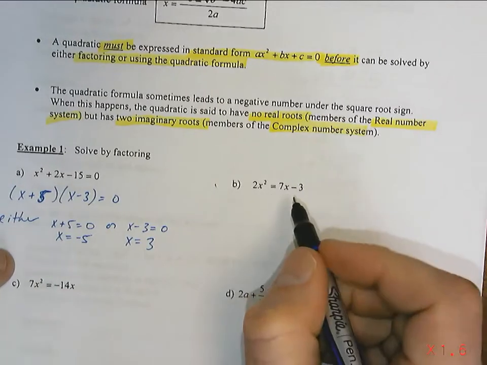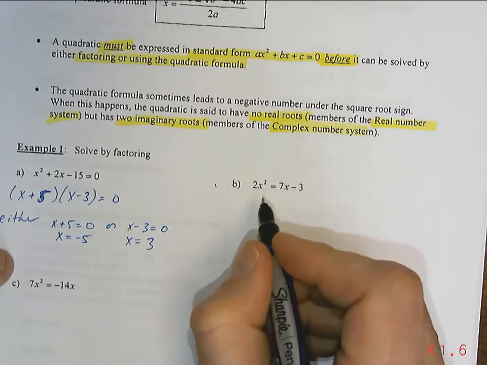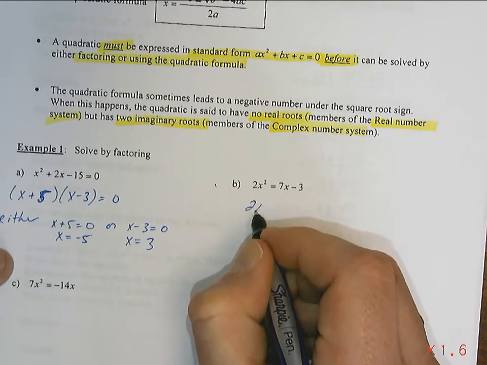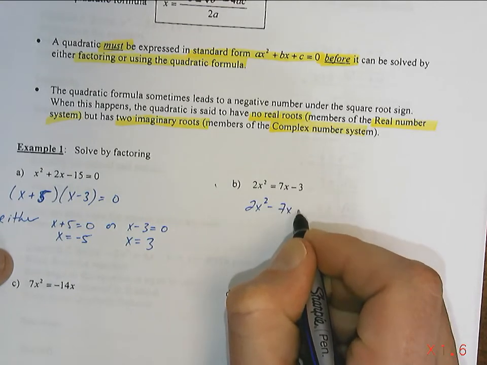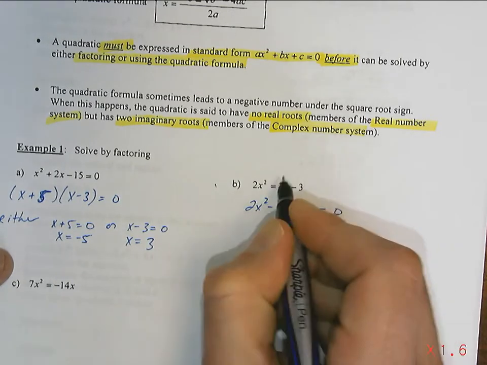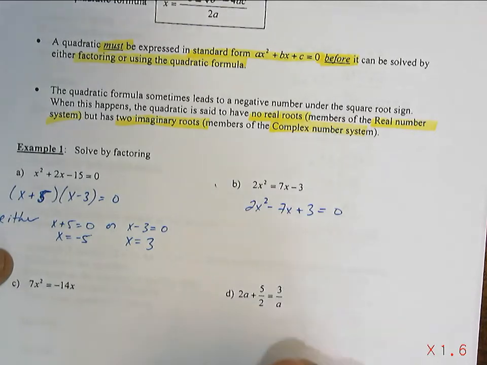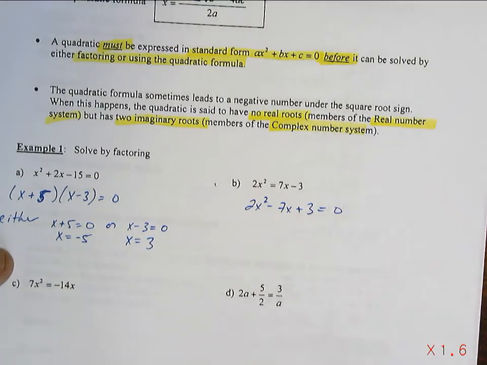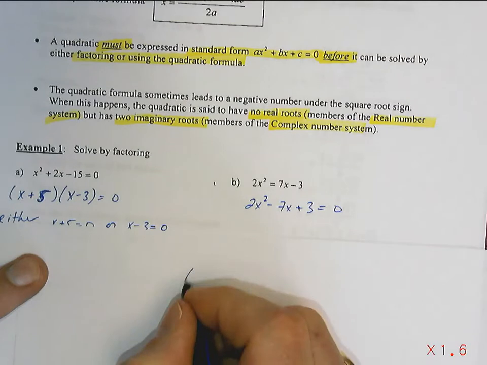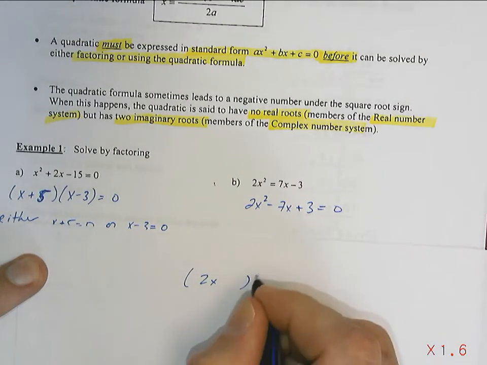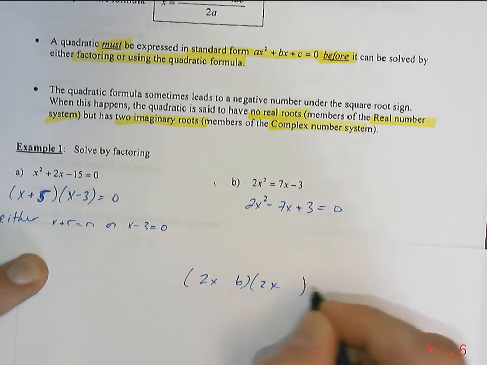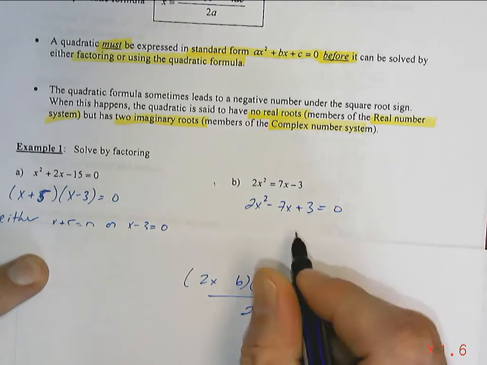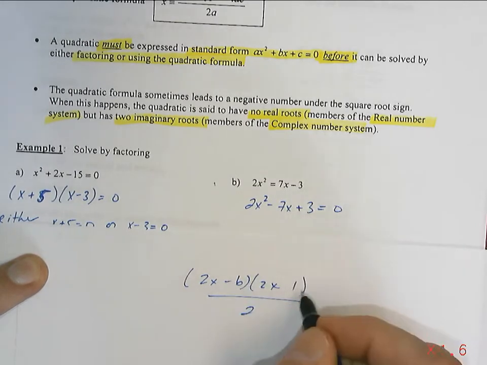Looking over here, well, it's not in standard form. We have to put it in standard form first, which will be 2x squared minus 7x plus 3 equals 0. So I moved everything over to that side of the equal sign. Then we're going to factor. I'm going to get a piece of paper and just do my rough work. So I'm looking for two numbers that are going to multiply to give 6 and add to give 7. They multiply to give a positive. They add to give a negative.